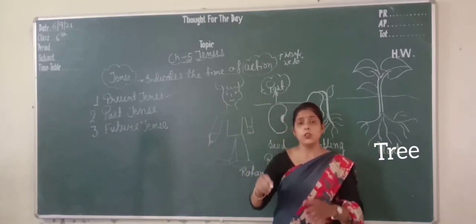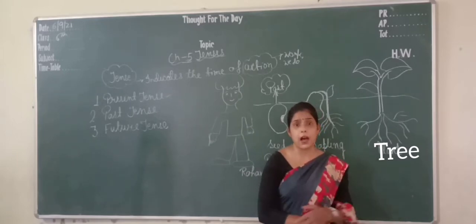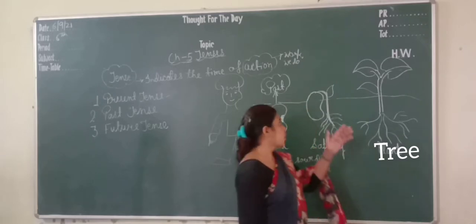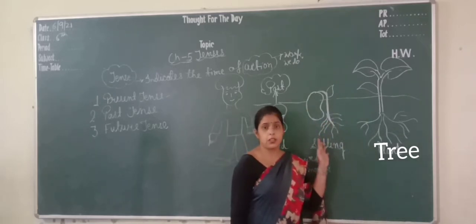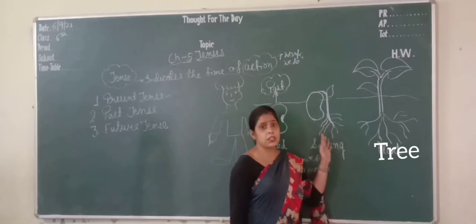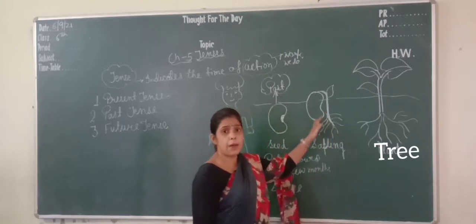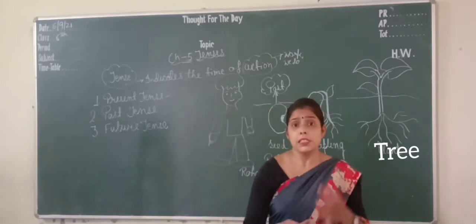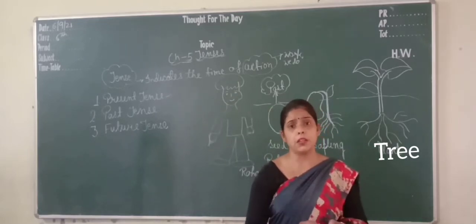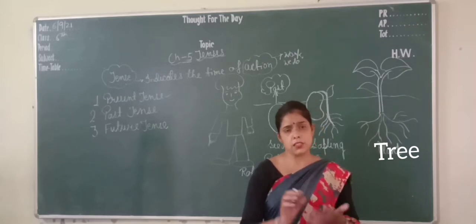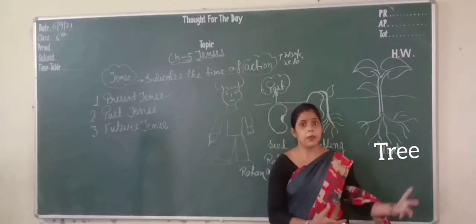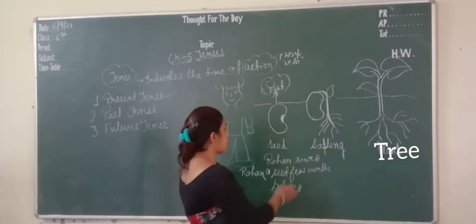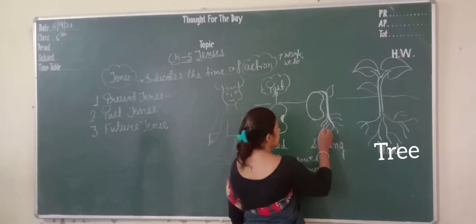Rohan sowed a seed in the past, but nowadays it is going to be a sapling. Now these days it is a sapling. What do you mean by sapling? Sapling means a small plant, a baby plant. In science you have read about the baby plant. A small plant is called sapling.